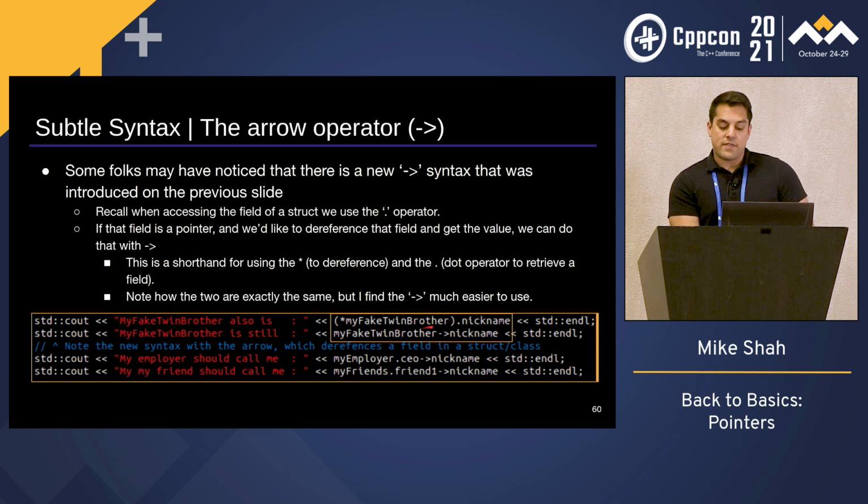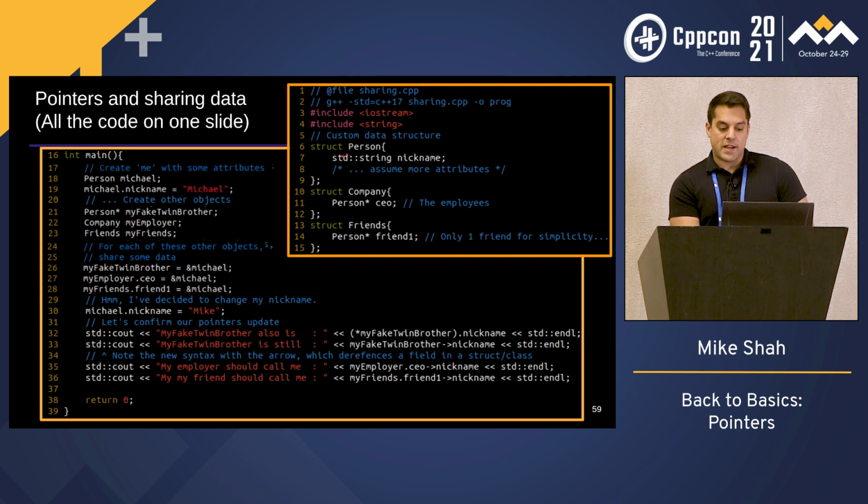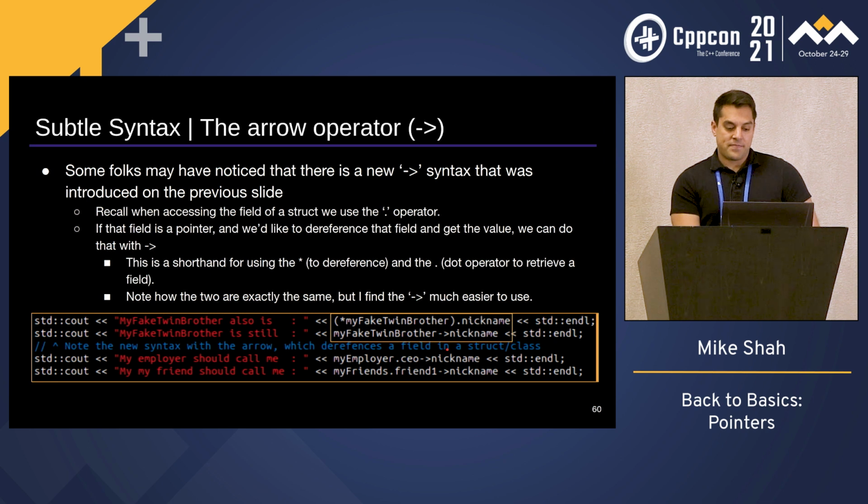Okay, so my fake twin brother, let me just walk it back here, was a person. A person has a field that's their nickname. So normally if I want to access that, I would dereference my fake twin brother and then dot nickname. And that's a little bit of a syntactically hard thing. There's more symbols, more things to type, more room for error. So in C++, or really adopted from C, we have this arrow syntax, which means dereference and access this field here. Okay, so just a subtle syntax thing, and this is sort of the preferred or a cleaner way to see things.